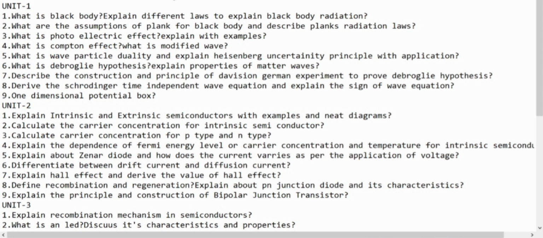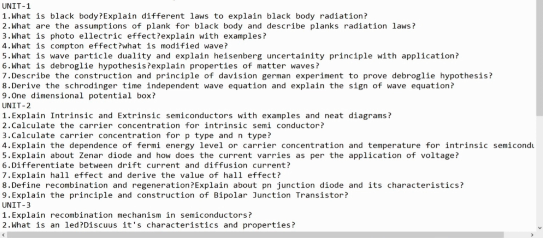Coming to the next question, Zener diode principle, applications and characteristics, we have to learn for sure. Difference between drift and diffusion current is very easy, please go through it once. Next, coming to the Hall effect. Hall effect is also important, and we have seen this question in the past few years, so go through the Hall effect question also. Next, define recombination and regeneration. For this, if you learn the definition and know the meaning, it's enough. No need to go deeply into it.